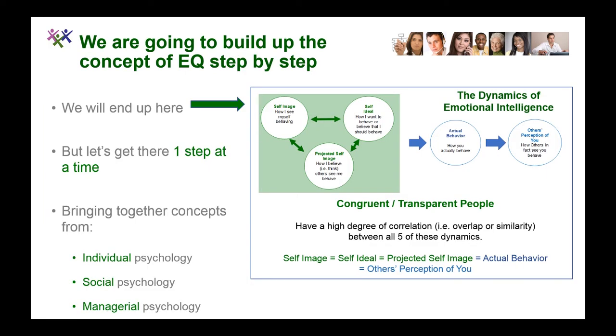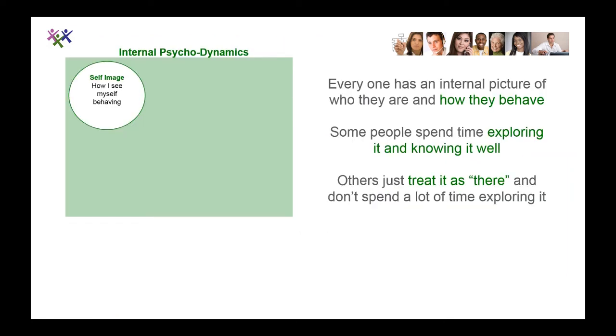And this is a complicated slide. And we're going to end up at the point at which all of these pieces come together. But we're going to do that one step at a time. We're going to take this concept of emotional intelligence and its dynamics and break it down step by step. And in doing so, we're going to bring together ideas and concepts from what we know from individual psychology, social psychology, and managerial psychology.